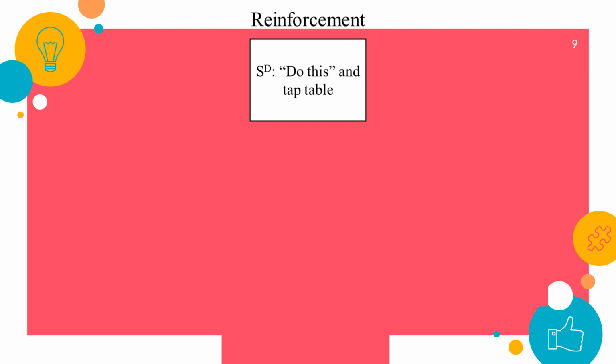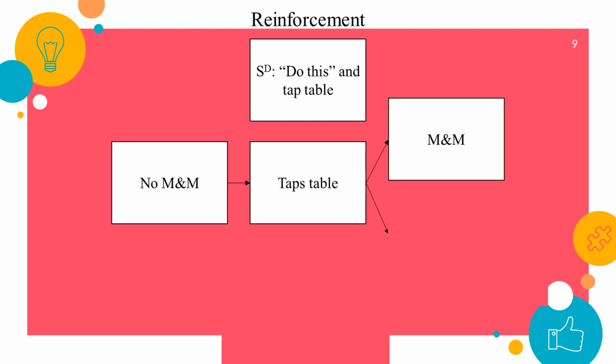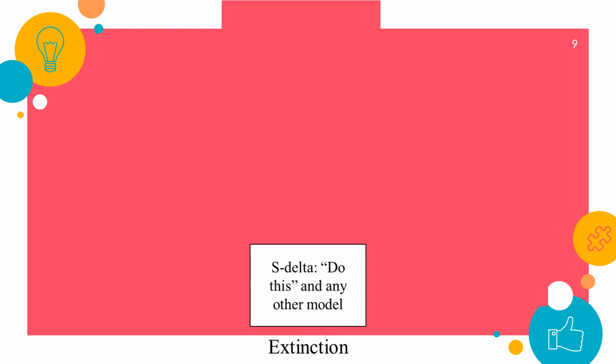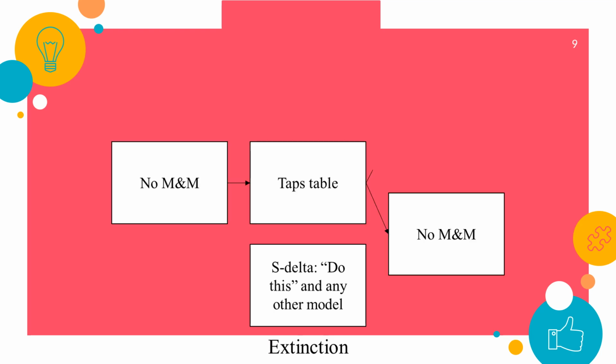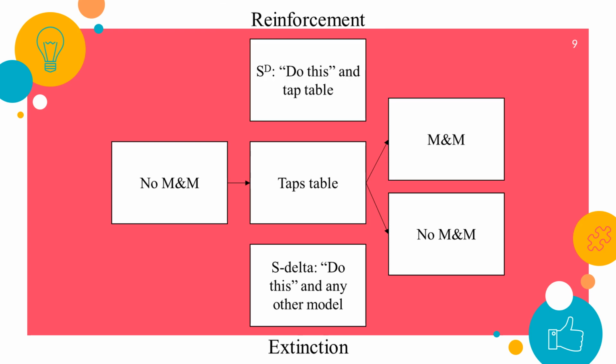Let's look at a diagrammed contingency for imitating tapping. In the presence of the SD, the technician saying, "Do this" while tapping the table, the child's table tapping results in a reinforcer, which is an M&M. In comparison, if the child tapped the table when the technician said, "Do this" while raising arms up, that response would not result in a reinforcer. We want the model of tapping the table to control the child's imitation response of tapping the table.